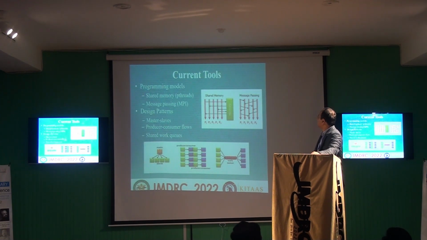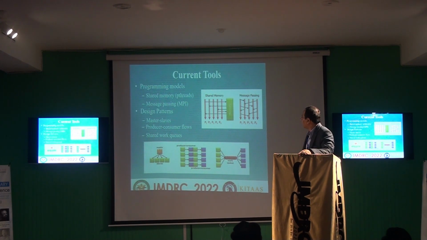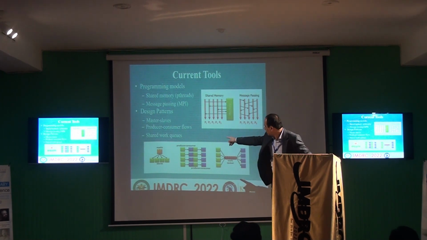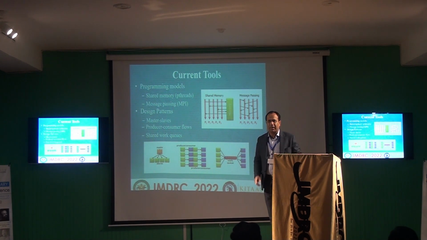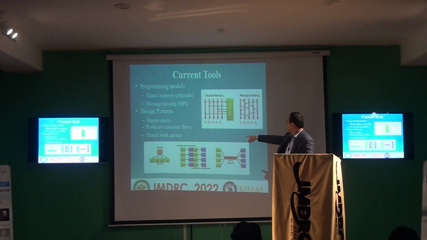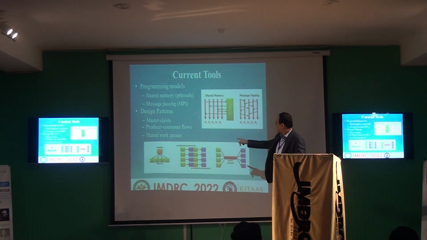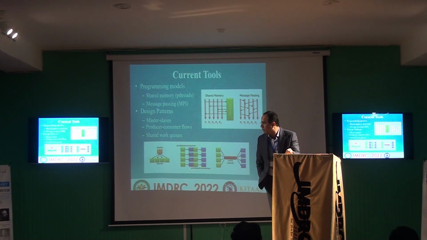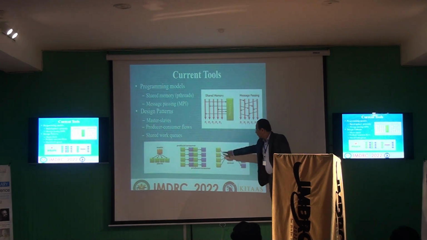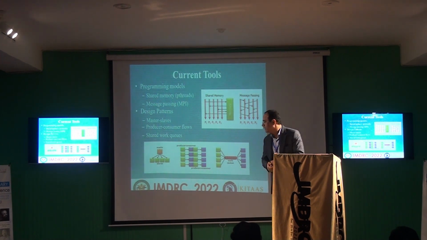Next please. Current tools, programming models: shared memory, message passing, design patterns like master-slaves, producer-consumer flow, shared work queue. These are methods we use in our daily life. One method is master and workers: the master, the team lead, divides the task among the workers, and each worker does their own thing. Producer-consumer is where one worker produces some output and gives it to another one to do the next task. And a queue of tasks: put all the work units in the queue, and the worker will pick from the queue and do the task.